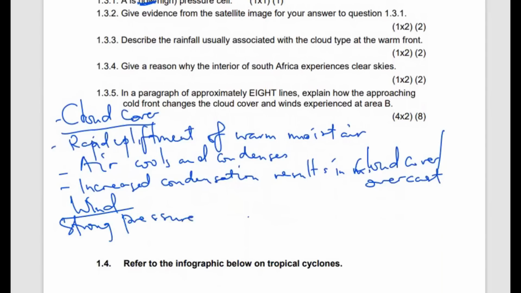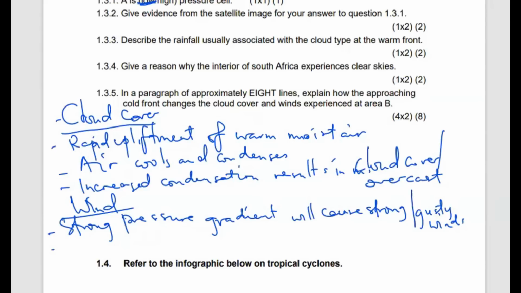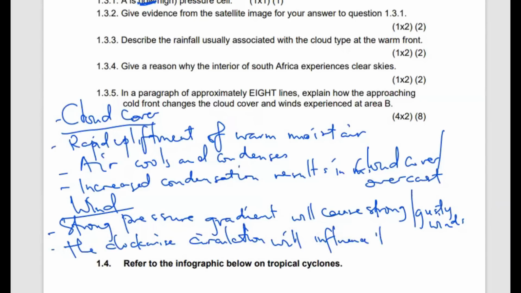strong pressure gradient. Then another point we can also say, strong pressure gradient will cause strong or gust winds. There will be strong pressure gradient there.